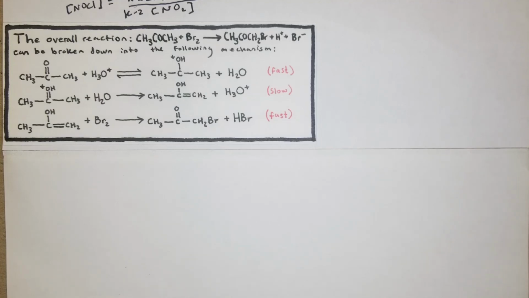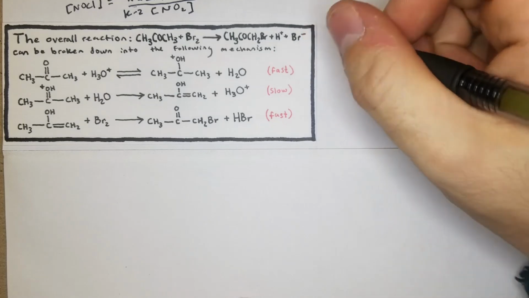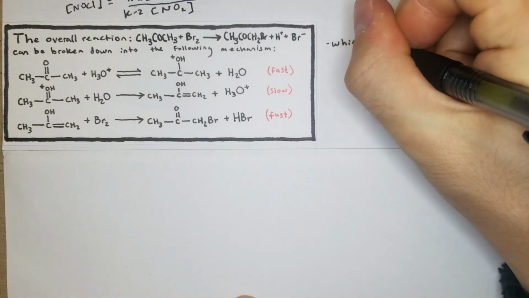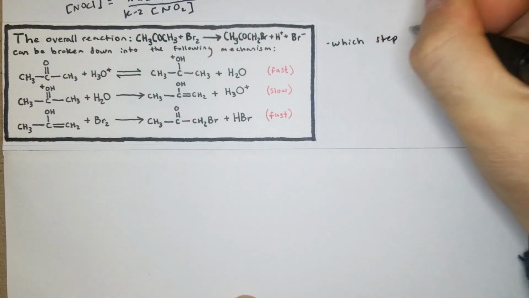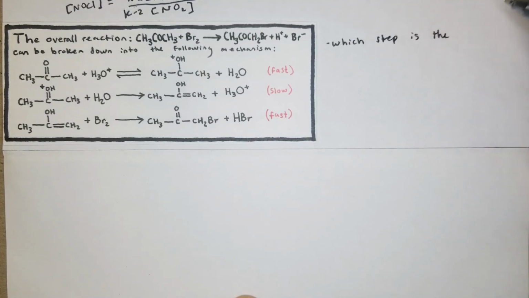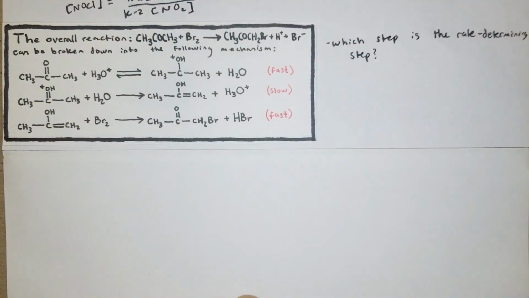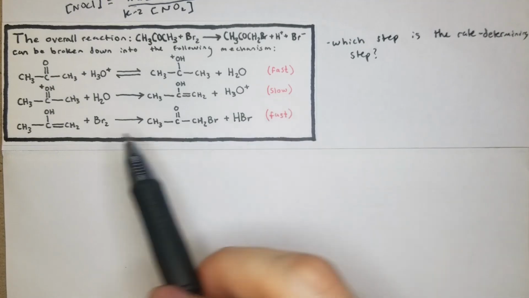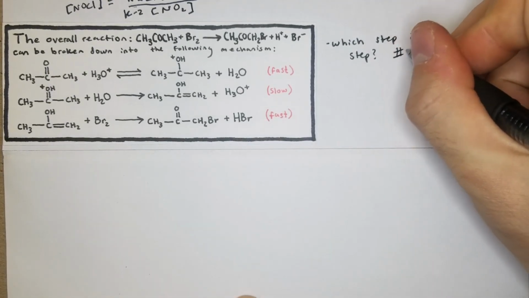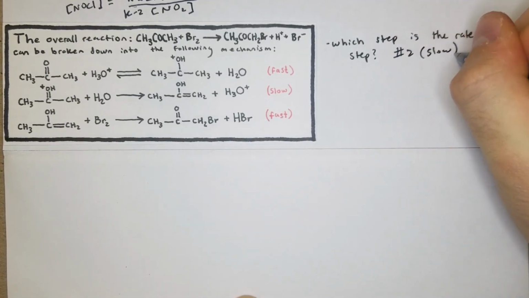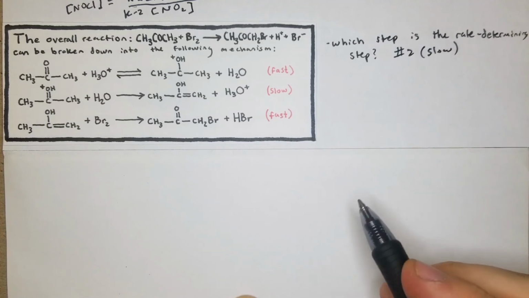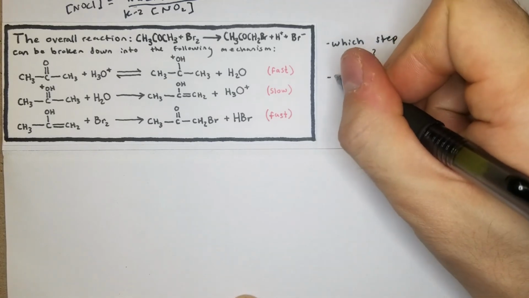So first of all, we'll say which step is the rate determining step. That one should be pretty straightforward. We're just going to look here at the slow step. It's going to be number 2, the slow step. And then the next question we say, what are the elementary steps?